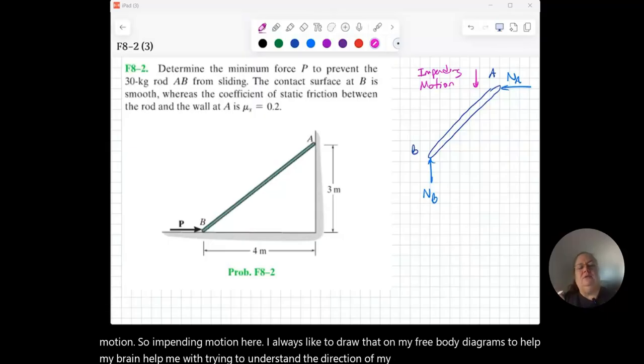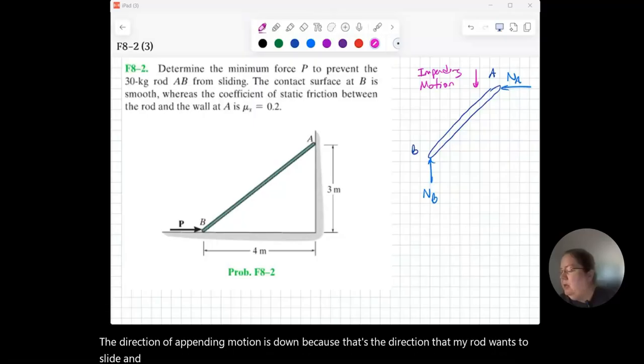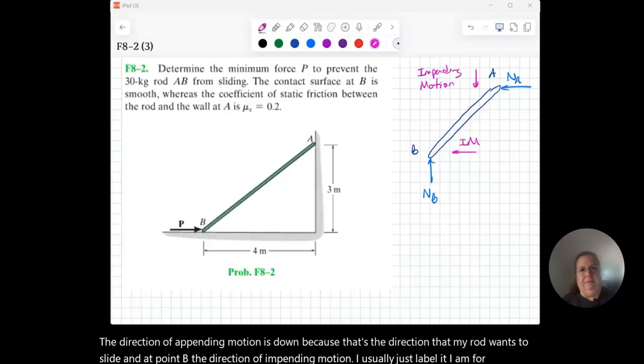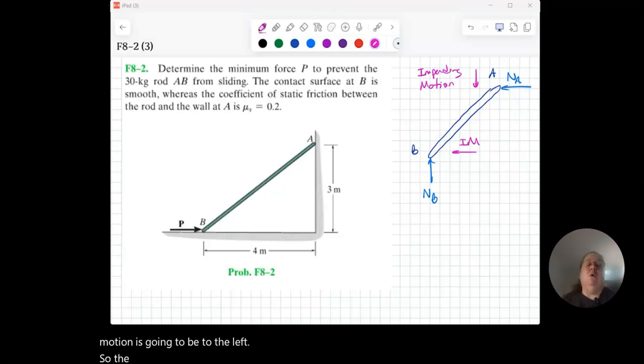At point A, the direction of impending motion is down because that's the direction that my rod wants to slide. And at point B, the direction of impending motion, which I usually just label IM for impending motion, is going to be to the left. The thing about friction is friction always prevents motion. It always opposes motion under certain situations.